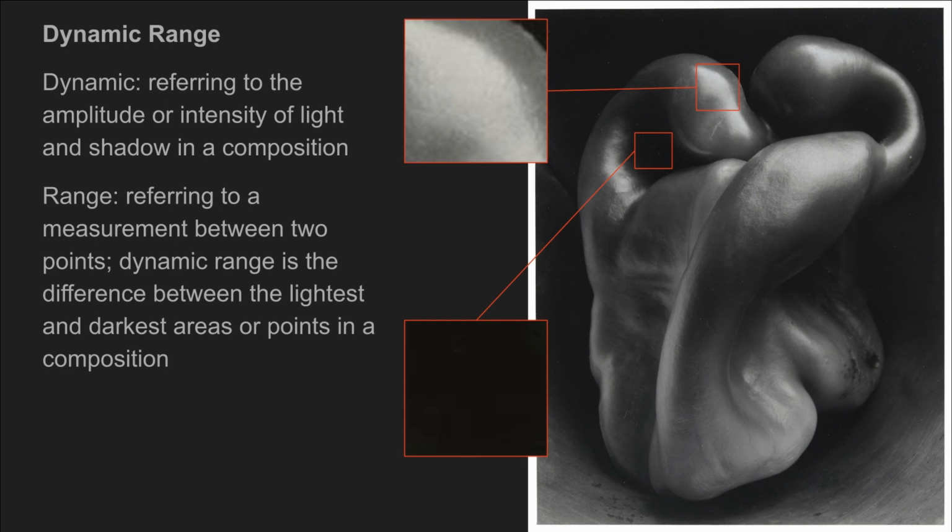And in visual images, dynamics refer to how bright or dark something is. Light and shadow, light and shadow. So the dynamic range refers to the difference between the lightest and darkest areas or points in a composition. And Janice points out there's a huge difference from the lightest part and the darkest part of the photo. That is because this photo has a very wide dynamic range. It is a high contrast image.